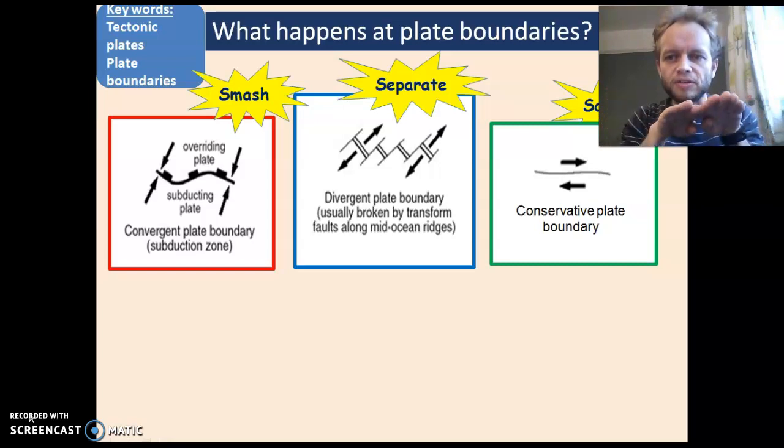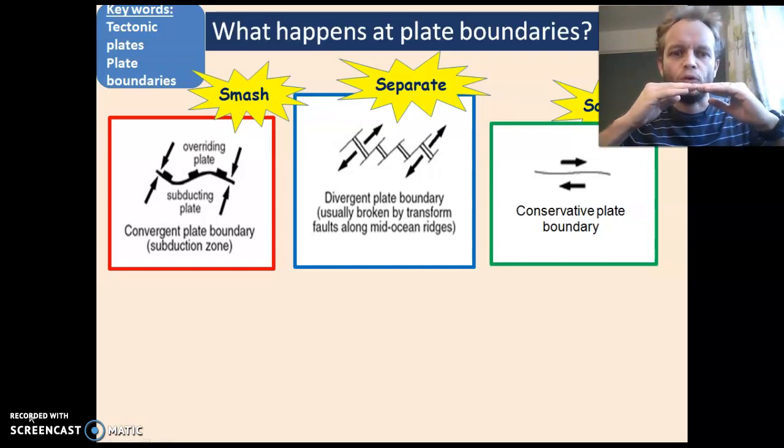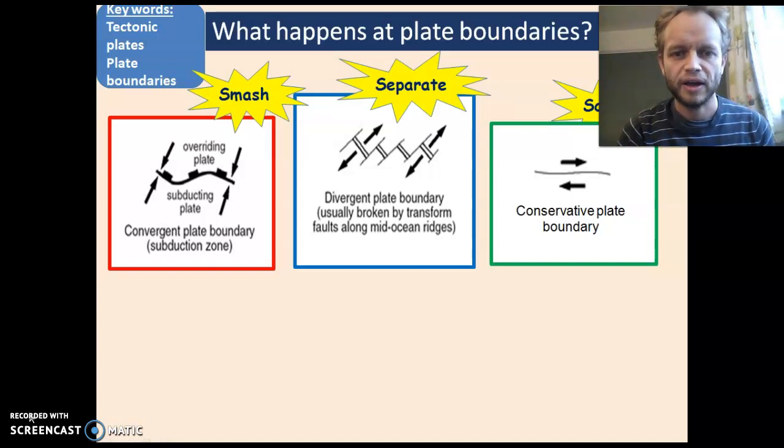And then our last one is conservative. So sometimes they move alongside each other, and they could be moving in the same direction but at different speeds, or they could be moving in opposite directions and sliding past each other. So we talk about convergent smashing into each other, although it's happening really slowly. It's kind of the length at which your nails grow. Or separating at divergent plate boundaries and scraping at conservative boundaries. Okay, so we're going to look at each one of those as we go through.